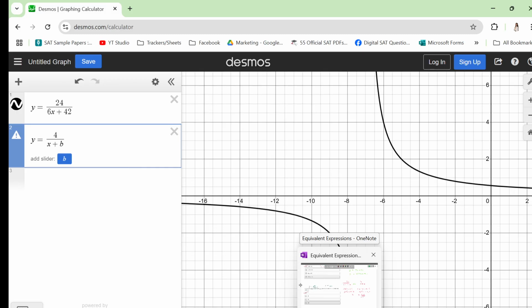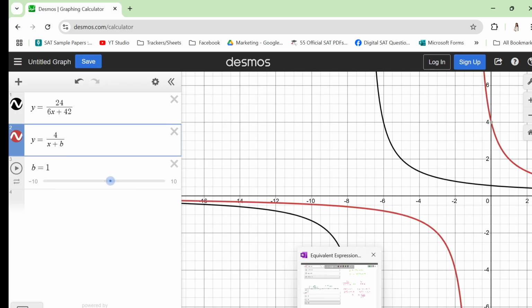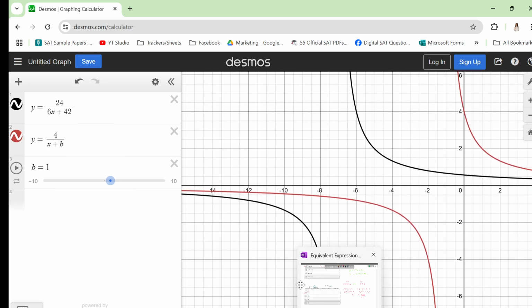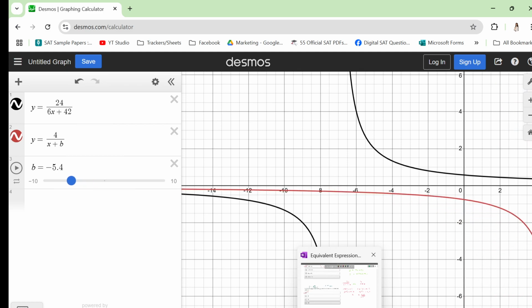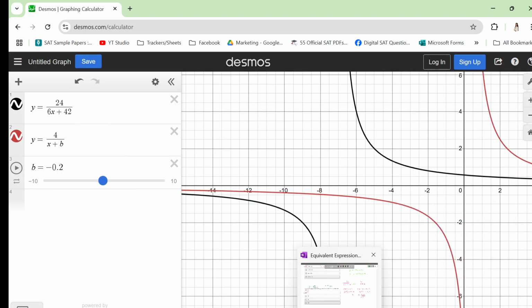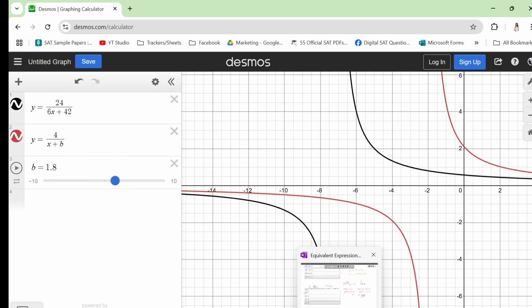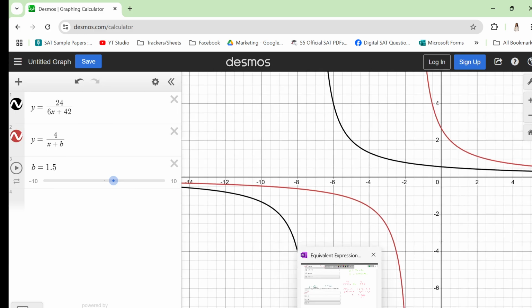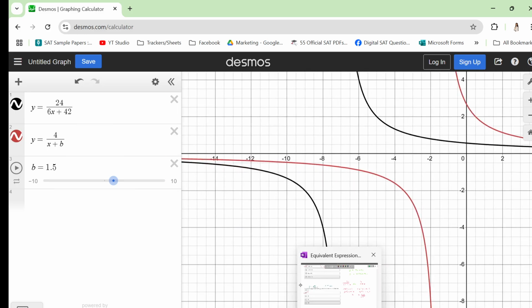You click on this add slider button, the blue button, and now it will give you different graphs for different values of b. You can see this, and if you change the values of b, the graph will change. Now you have to find out that value of b. You can adjust this slider. You have to find the value of b for which the red graph will completely superimpose the black graph, right? Because only then will they be equivalent.